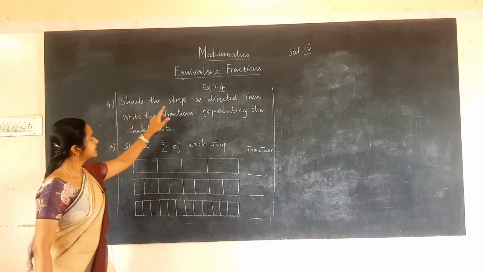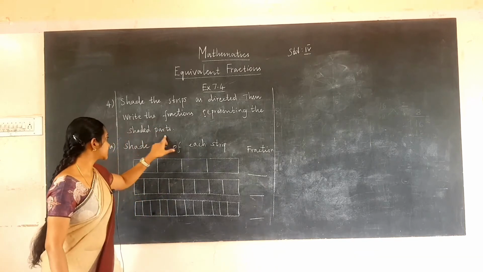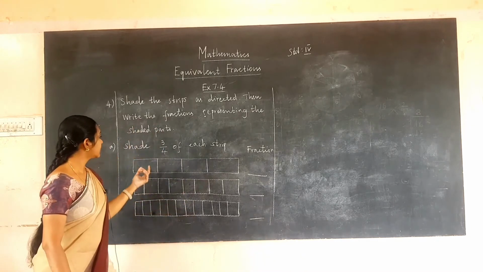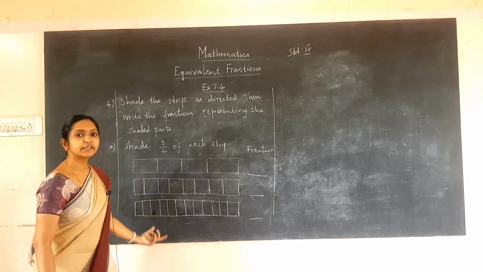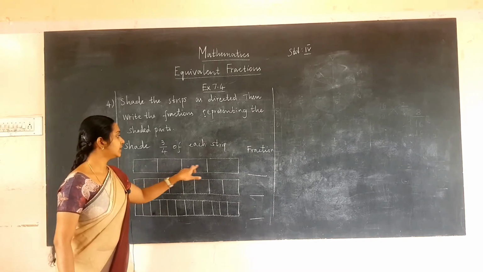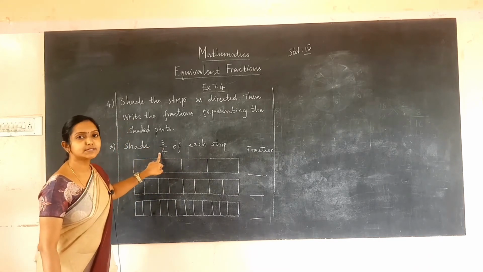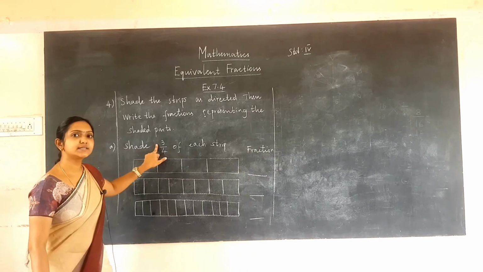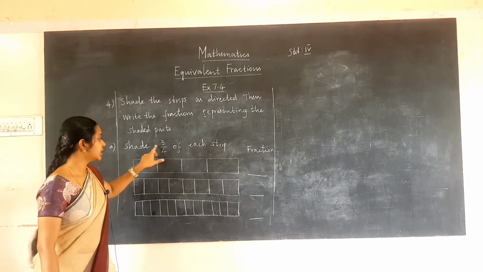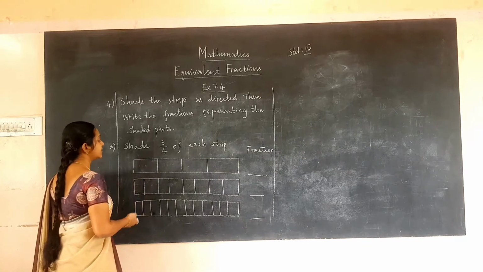Question is shade the strips as directed. Then write the fraction representing the shaded parts. Shade 3 by 4 of each strip. Now, we are going to shade 3 by 4 of each strip. Now, count how many parts are here. 1, 2, 3, 4. In 4 parts, we have to shade 3. Denominator represents total number of parts and numerator represents the number of parts that must be shaded. Here, 3 parts must be shaded out of 4. Here, we are having 4 parts and we are going to shade, sorry, 3 of them.